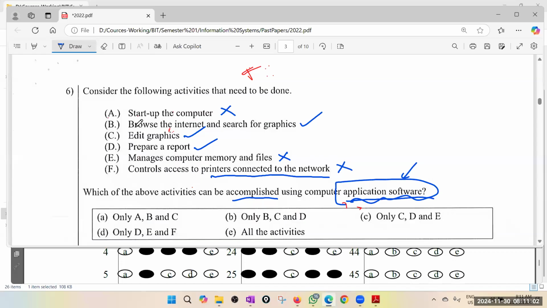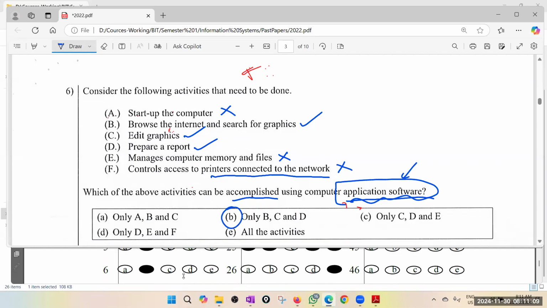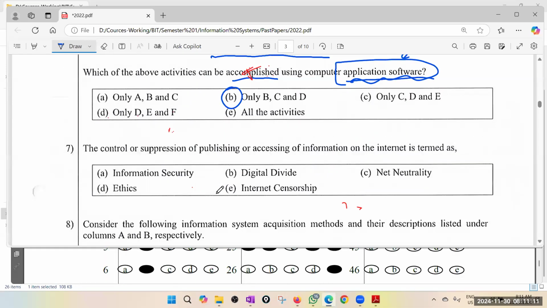I'll go for B, C, and D only. So my answer is B. Yes, answer is B. If you need more explanation, let me know. Otherwise, we'll go fast, right? I don't want to waste your time. Your time is precious. 7.